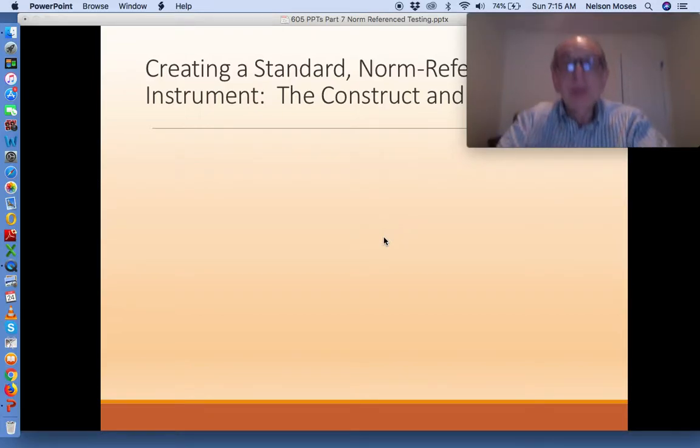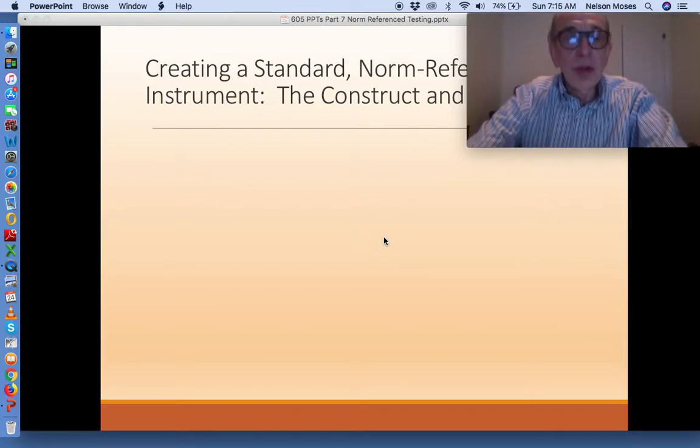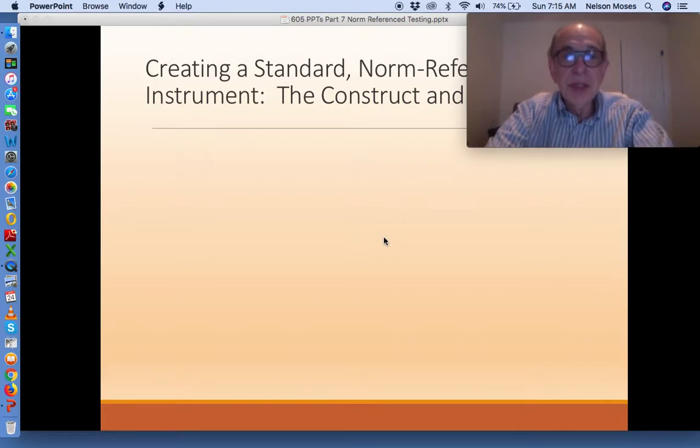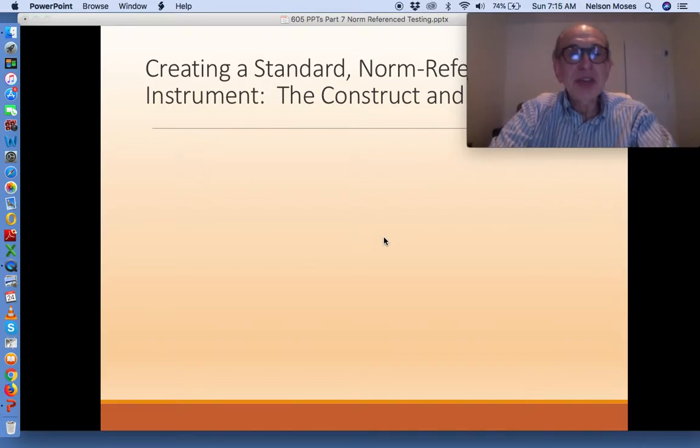Talk more about standard norm referenced assessment. Let's talk about creating the assessment, how it's created. The first thing that the author of one of these assessment instruments needs to do is to identify what aspect of language, speech or language, the author wishes the assessment instrument to assess. What does the instrument assess?